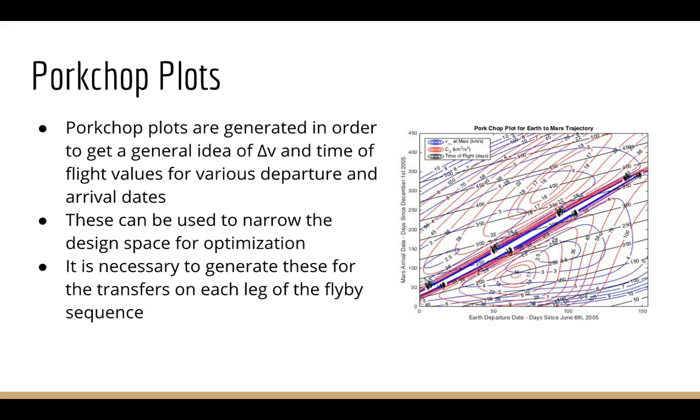In order to understand what types of delta V and time of flights we can expect from having different departure and arrival dates, we're going to look at pork chop plots. These are generated by forcing this simulation to look at a very specific range of departure and arrival dates, and then finding which ones use a delta V that you deem acceptable for your mission, or a time of flight that's acceptable, or some other parameters can be looked at as well. These can be used to narrow down the design space for optimization so that a solution can be determined more efficiently, so you can get a general idea of what you want and then hone in on the best solution using your optimization method. Since we have multiple transfers between planets, you'll need pork chop plots for each one of these transfers as you get from one planet to the next.